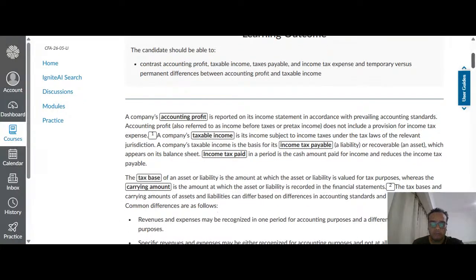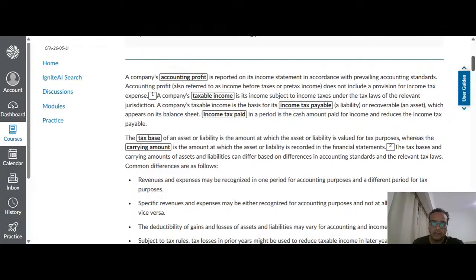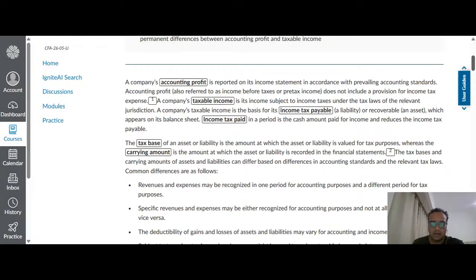A company's accounting profit is PBT. Its taxable income is the amount that is subject to income tax. The company's taxable income is the basis for its income tax payable or recoverable asset, which appears in the balance sheet. Income tax paid in a period is the cash amount paid for income tax and reduces the income tax payable.